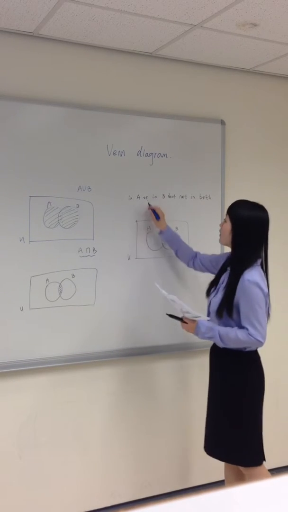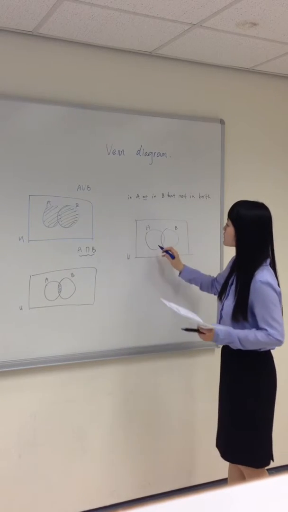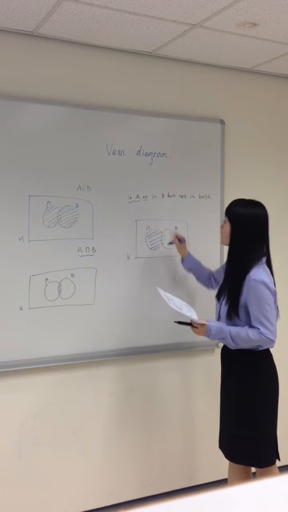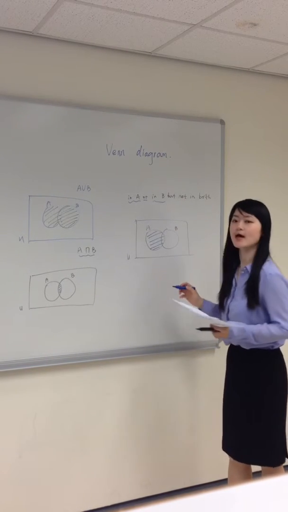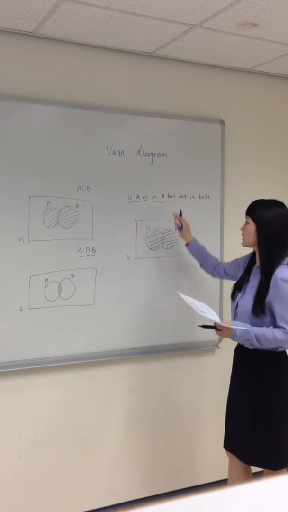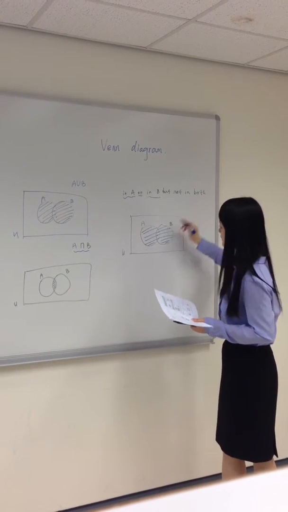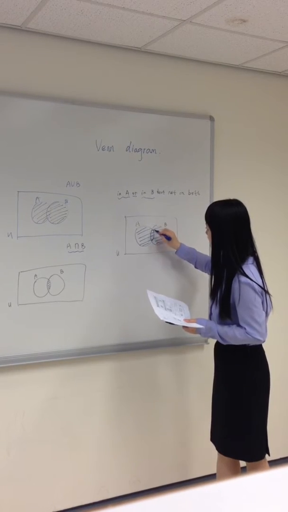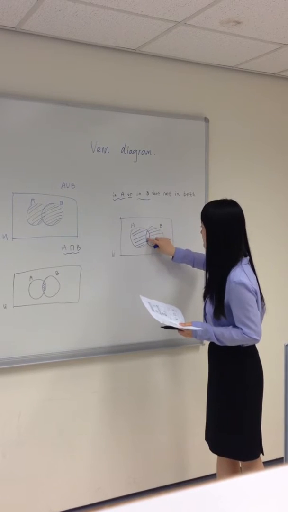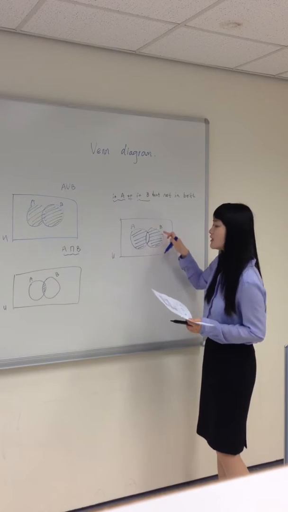In A or in B, but not in both. So first of all, we can just draw this one first. In A, right? Or in B means they can happen at the same time, but not in both. We look for the area that is in both circles, this area, because it is not included in the set, so we need to erase it. So only this part and this part would be the answer.